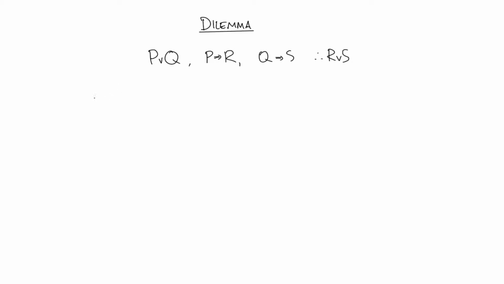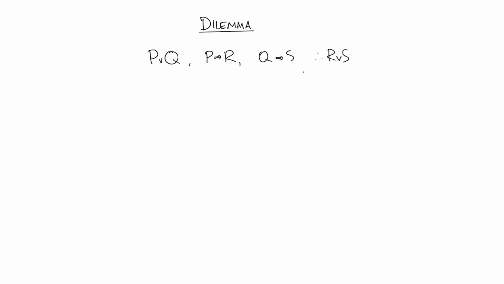One of the seemingly more complicated common argument forms is the dilemma, which says something like, I either like tea or coffee. If I like tea, then I'll buy tea bags. If I like coffee, then I'll buy coffee beans. Therefore, I'll either buy tea bags or coffee beans. And this is not useful because of it appearing commonly in this form.